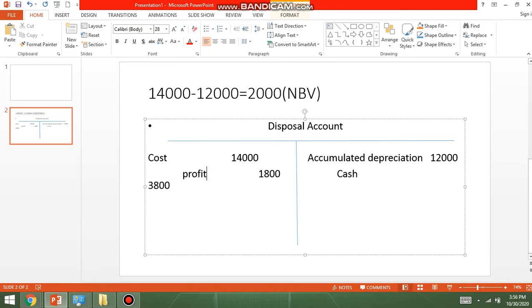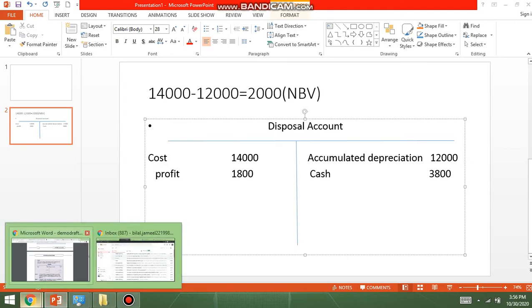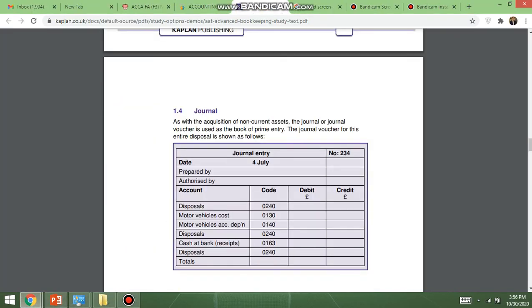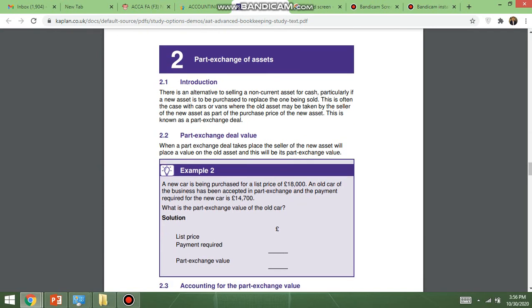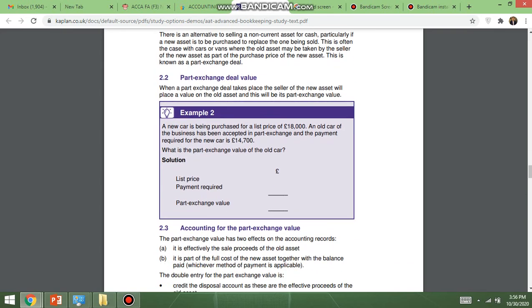So this is how you account for a disposal account, and this is how you close it. Let's see another example. Sometimes you part exchange the asset. In part exchange, you give up your old asset and you get an allowance for it, so you get a reduced price for the new asset which you are purchasing. Now let's see an example.